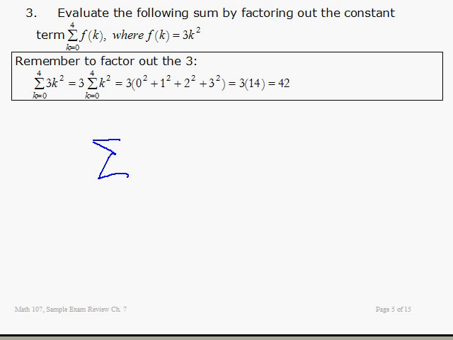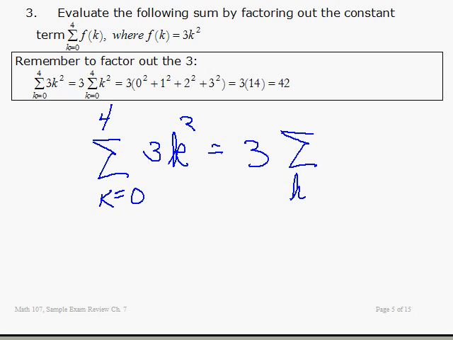First, for the notation itself, the starting value is placed underneath the sigma, and the value on the top is the maximum value for the counter. In this case, our counter is k, and the expression is 3k squared. Now, if there's a constant, in this case the 3, that multiplies everything, it can be factored out. So it becomes out here. And the next trick is just to remember to use parentheses because the 3 multiplies everything.